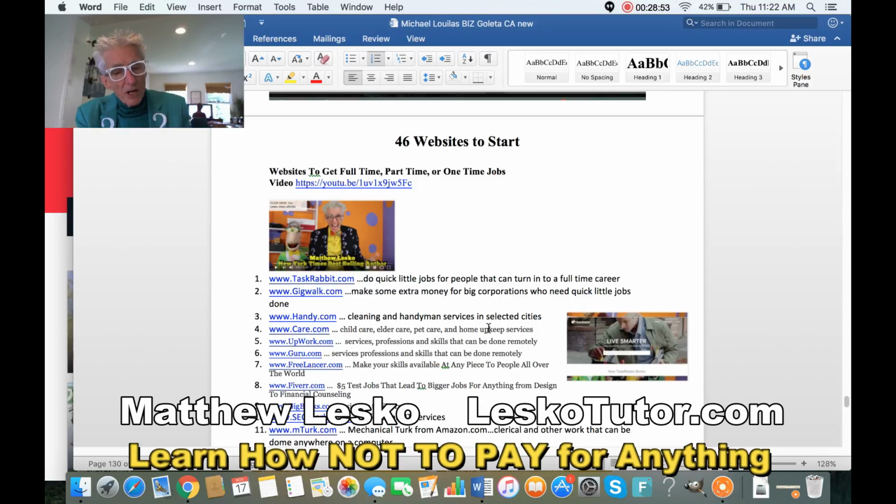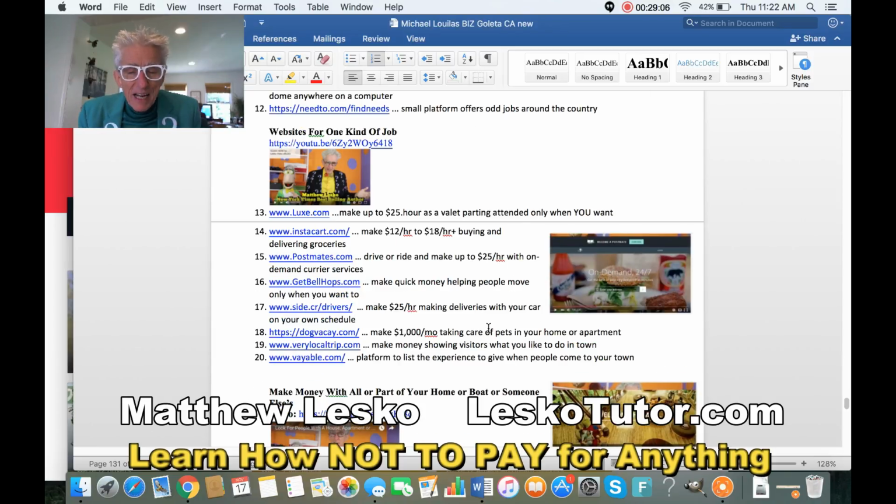Now look at all the jobs. I have 46 websites like that. Look at TaskRabbit, look at GigWalk, Handy. You're a handy person, you want to do that. Look at Upwork, Guru.com. These are part-time jobs or full-time or one-time jobs, and these are one-of-a-kind jobs. You like to even be a bellhop? They have that for a day, and it's amazing.